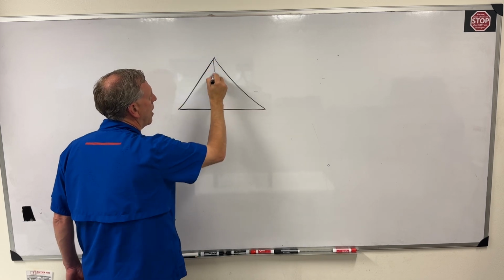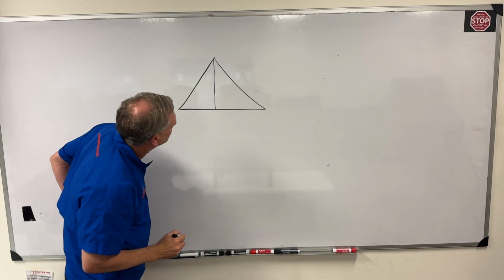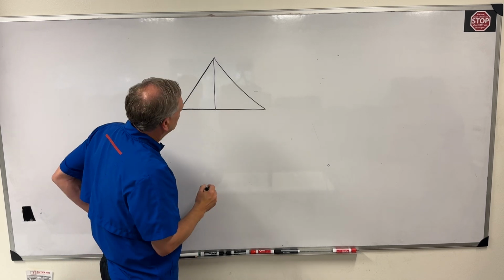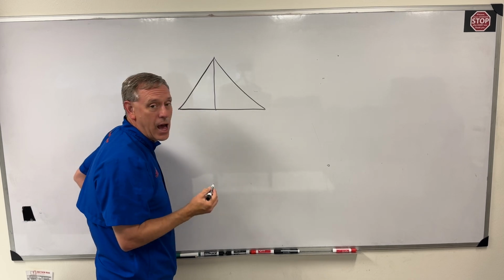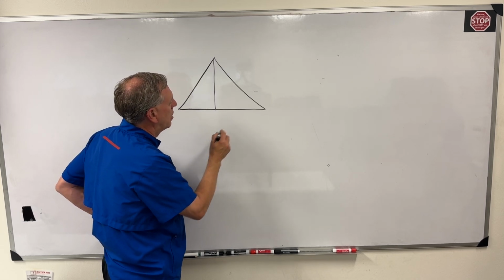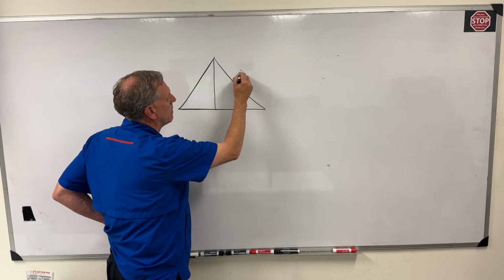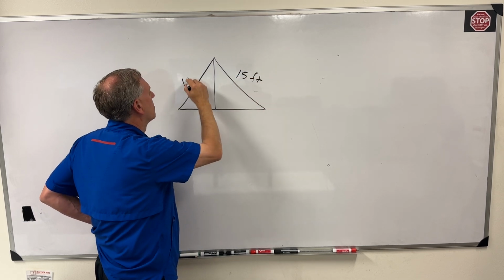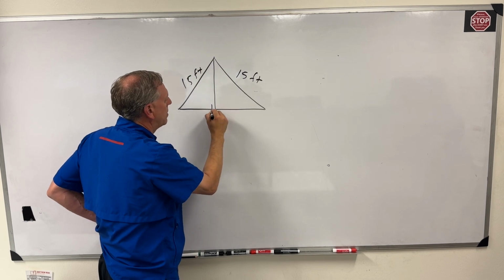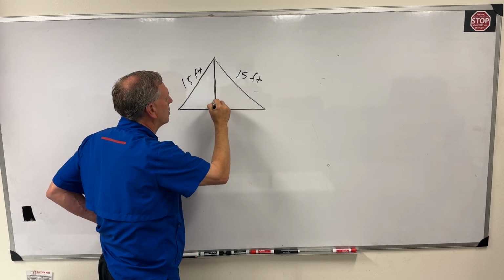and we'll assume it's an isosceles triangle, meaning that these two sides are the same length. And we find out that these two sides are the same length and that they're both length 15 feet. And that this here then becomes the height of this triangle.